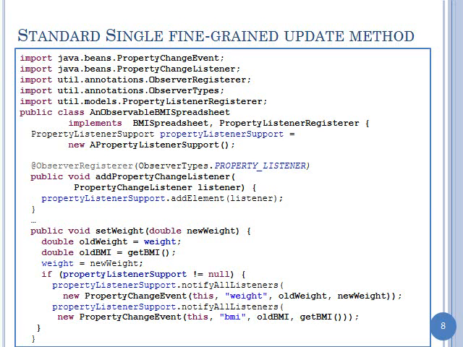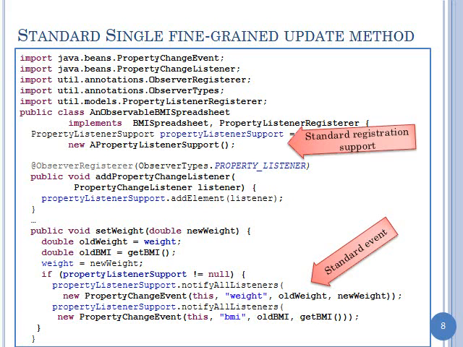Okay, so this is the most important thing for your next assignment. And the concepts you learned in the previous slide deck, this is just telling you some API issues. Okay? So this is a standard event and standard registration support. Okay? And this is a standard bean listener signature. So we are just using standards here.